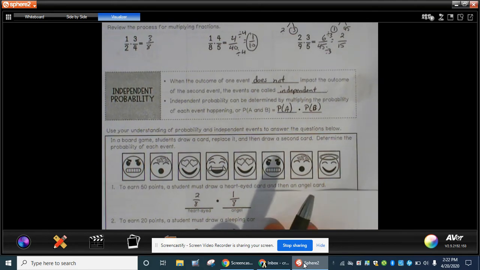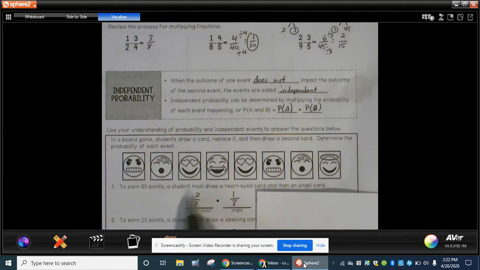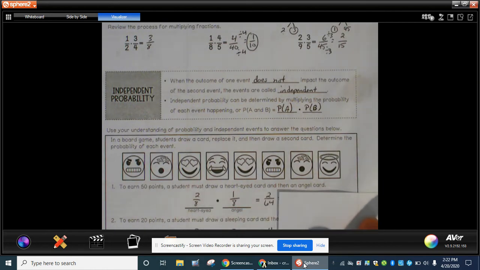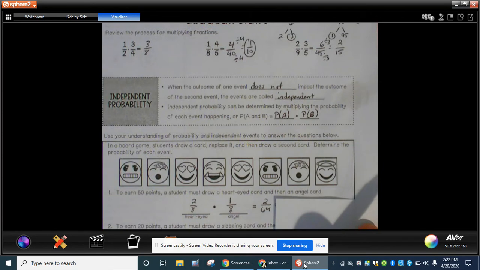So we're left with 2 out of 8 times 1 out of 8. Just like multiplying fractions, you just multiply straight across. 2 times 1 is 2. 8 times 8 is 64. So we're left with this right here: 2 out of 64.